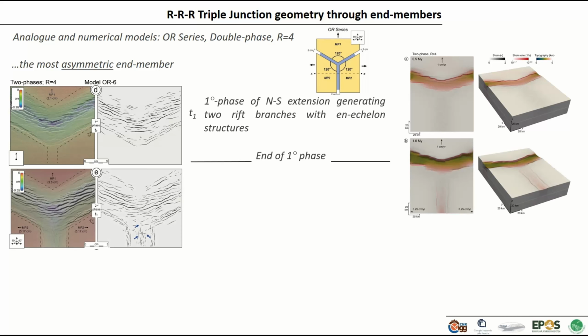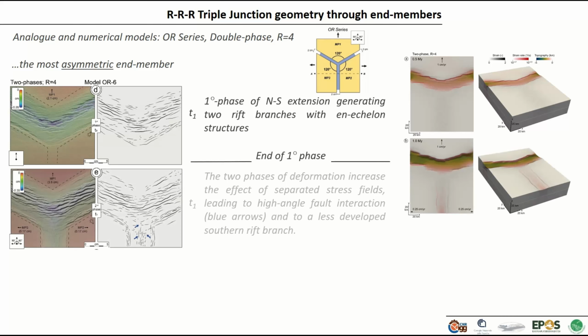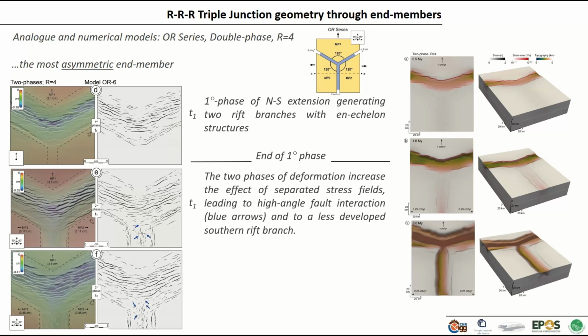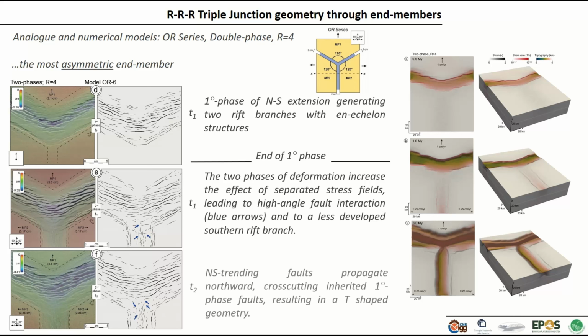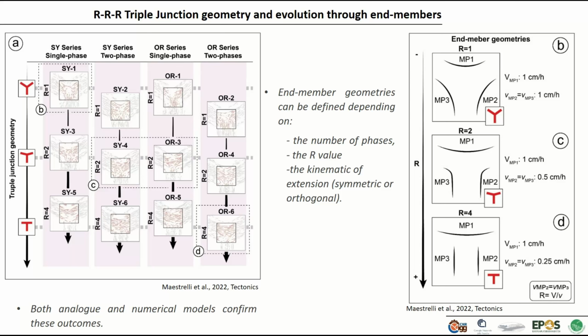But the interesting thing is that when we start to develop, in the second phase of deformation, also the third rift branch, it propagates northward and intersects the other 2 rift branches. Most important, the faults propagating from this third rift branch intersect the east-west trending faults derived from the first phase of extension at a high angle. And this defines basically a very asymmetric fault architecture with faults intersecting at high angles and defining a T-shaped fault pattern. These are the 2 end members, of course.